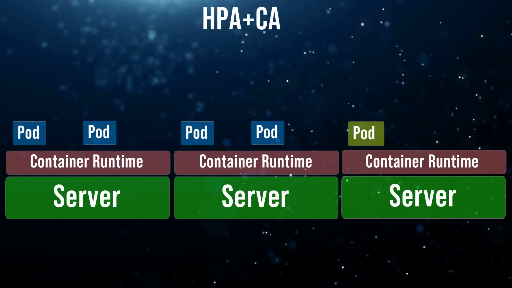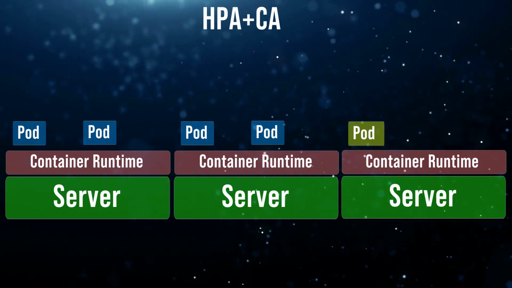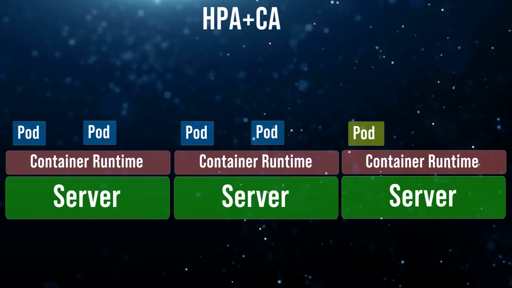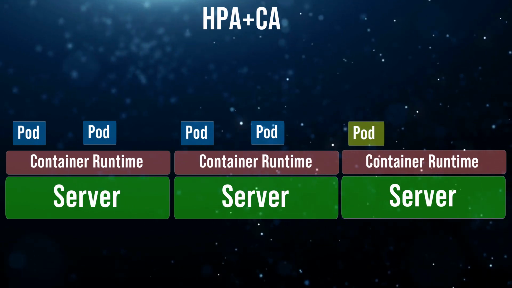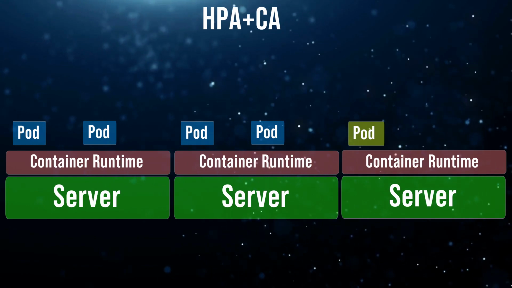But this combination also has drawbacks. It can lead to increased costs if not monitored and configured correctly. For instance, if the CA frequently adds and removes nodes, it can lead to increased costs and potential disruptions.